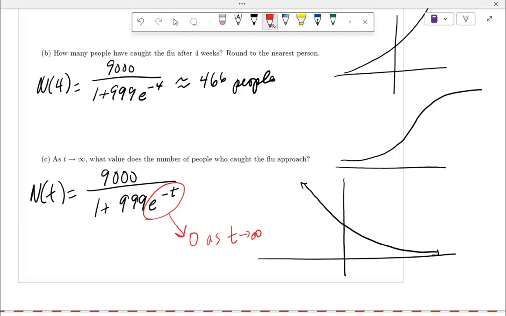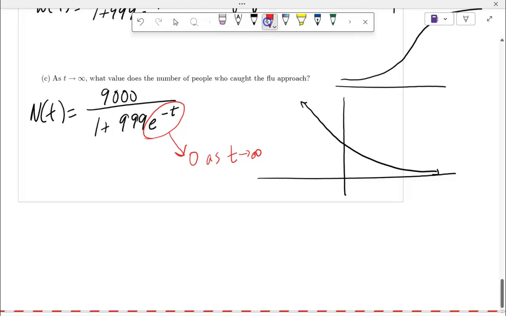Well, if that piece is going to go to 0, what does your 999 times e to the negative t do? What happens when you multiply something by 0? It becomes 0, right? If that piece is really, really close to 0 and you add 1 to it, what's it really, really close to? 1, right? And if I divide 9,000 by 1, what do I get? 9,000, right?